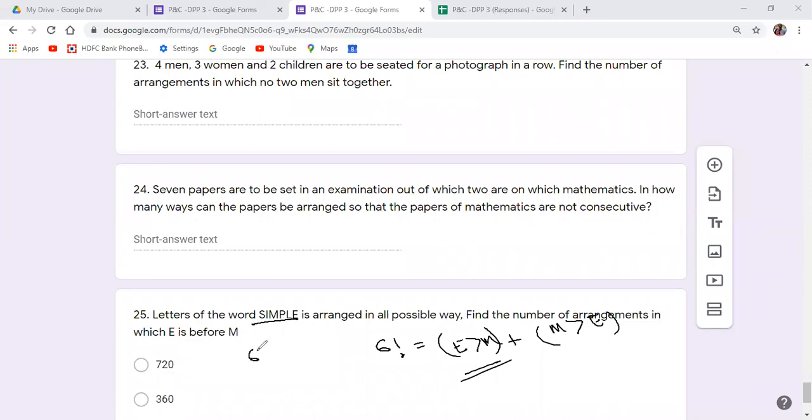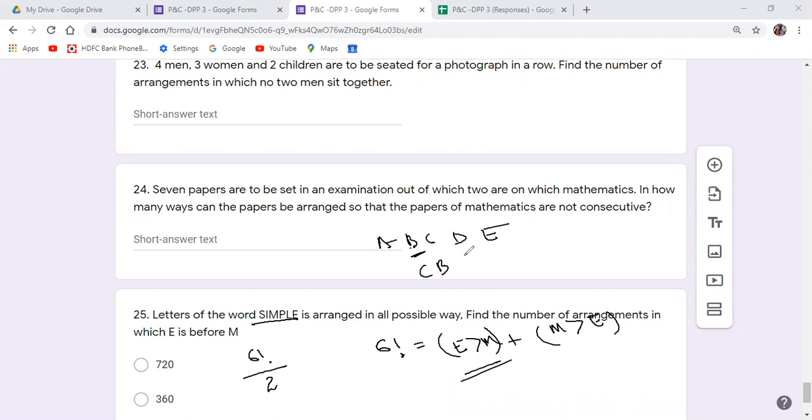Is it clear? No, sir, it's not clear. Can you explain it again? Any arrangement of A, B, C: either B has to be before C or C has to be before B, and no other possibilities are there. In 50% of the arrangements B will be before C and in 50% C will be before B.